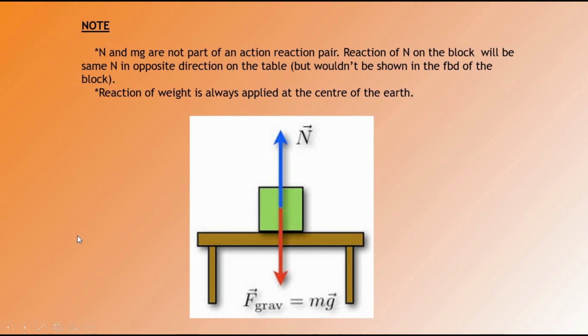A very important note that we must remember is that normal and mg, being the gravitational force or your weight, which is applied on any object, are not part of an action-reaction pair. That is, the reaction of normal on the block is the same normal in the opposite direction on the table. But this being the free body diagram of the block, we will not show the other normal being acted on the table. Secondly, the reaction of weight, which is the gravitational force, is always applied at the center of the earth in the radially outward direction towards the block.